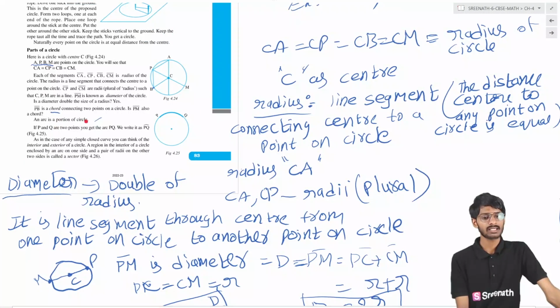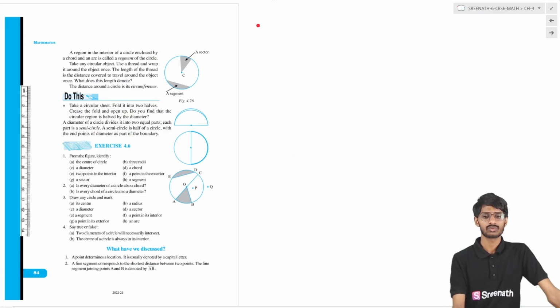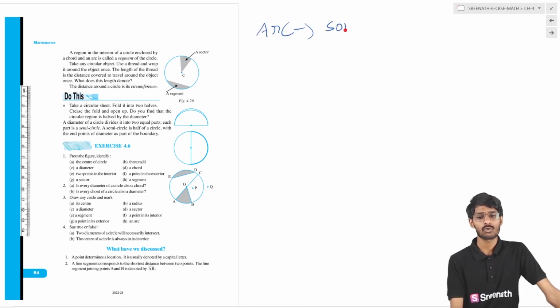Next thing is, an arc is a portion of a circle, students. Okay, this is an arc. Some portion of the circle we call as the arc. So PQ is the arc. We are going to write arc. What is the arc? Arc is nothing but some portion of circle.